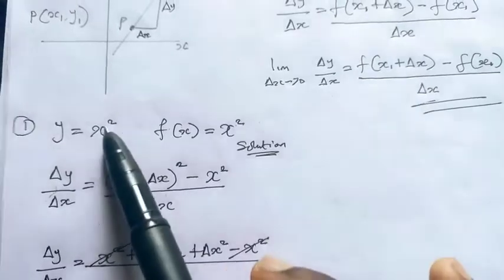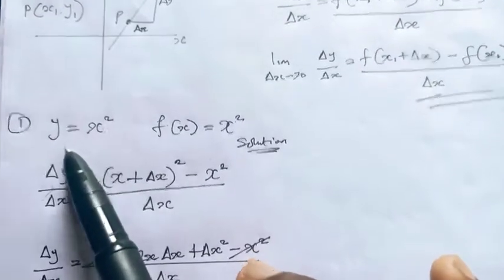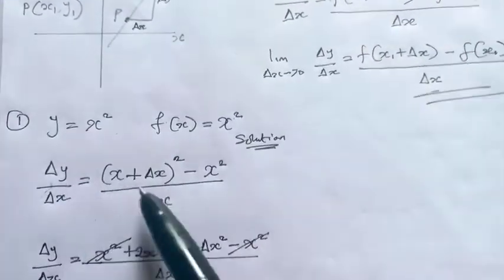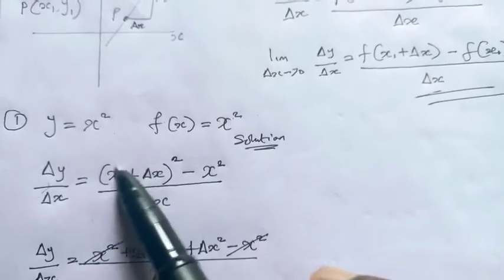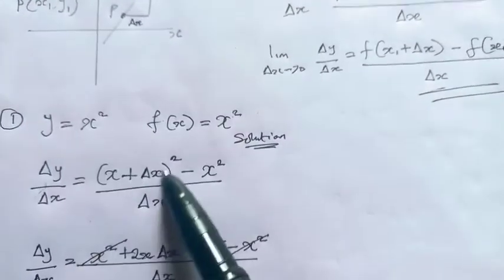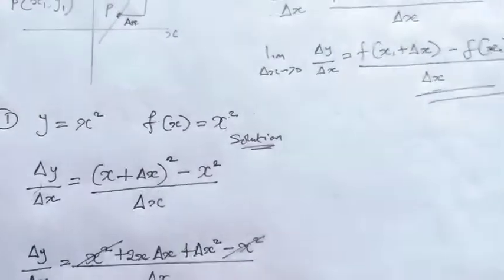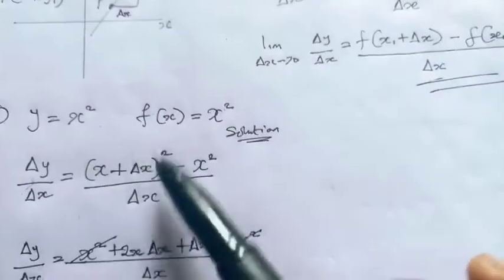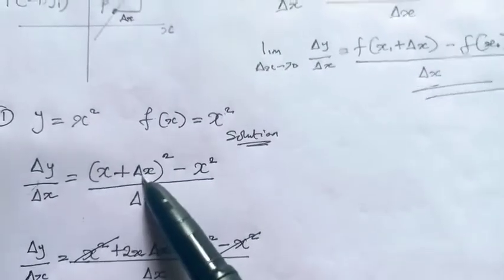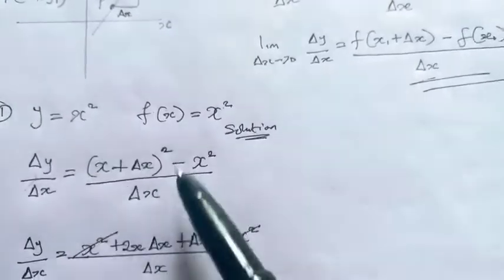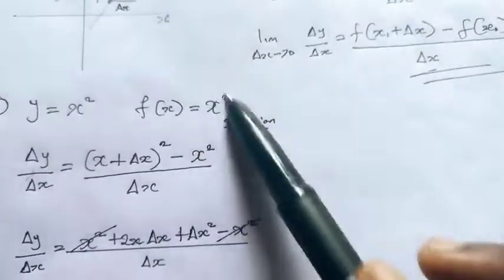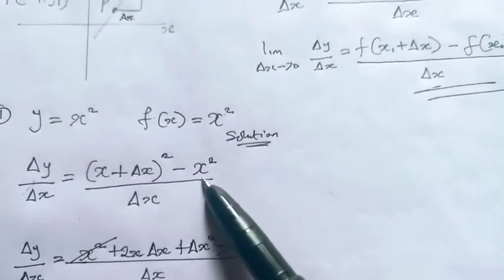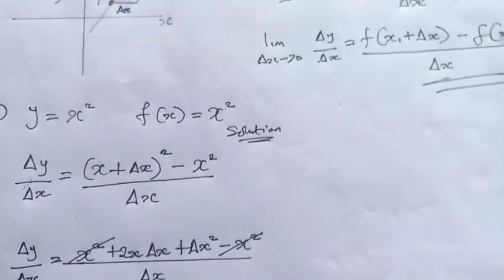So whatever I am given here, be it square root or cube root, it's what I am going to replace here. If I'm given a square root, I just put a square root here. But in this case, I am given a square. So I put my x plus change in x, then the square, minus my f of x, which I know is x squared, all divided by my change in x.